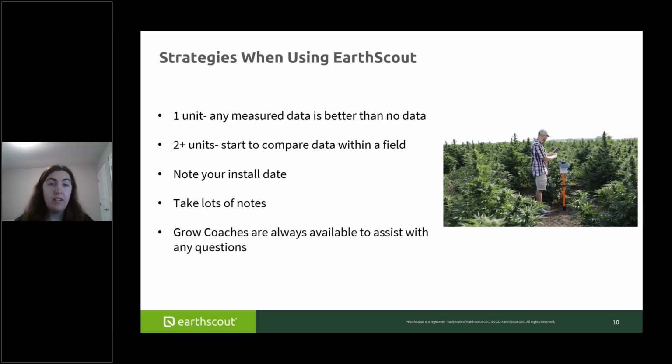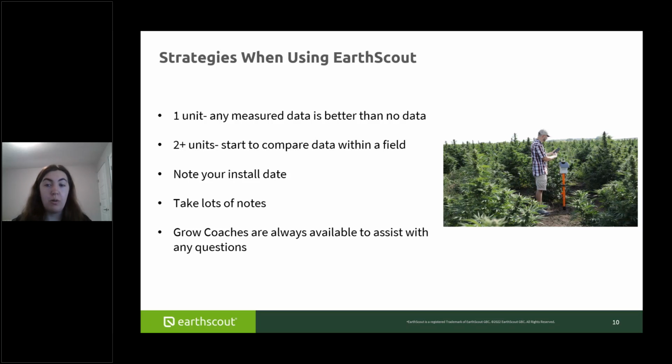So when we have one EarthScout unit out in the field, that's going to be great. It's going to be better than not having an EarthScout unit out in the field. Any measured data is better than no data at all. And you can always work with your Grow Coach to decide where the best place to put your EarthScout unit is, so that we're collecting the right kind of data that you're looking for.